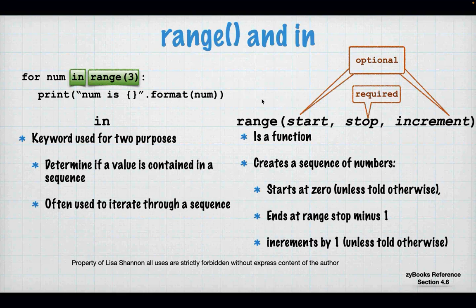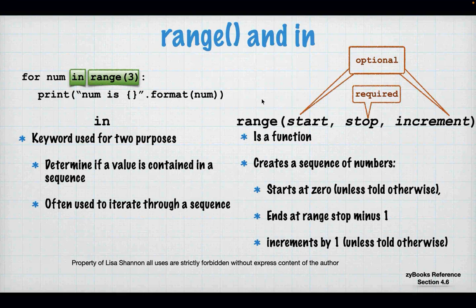Here, we have an option of doing things. If I define all three, I'm going to start with the start number, end with the stop number, and increment. If I look at what's in green, it says range 3. Because start and increment are optional, Python says, okay, I'm going to start at 0. Because I put 3 there, I'm going to end at 3 minus 1. That number is not inclusive. And then I'm going to increment by 1. So that's what Python does.